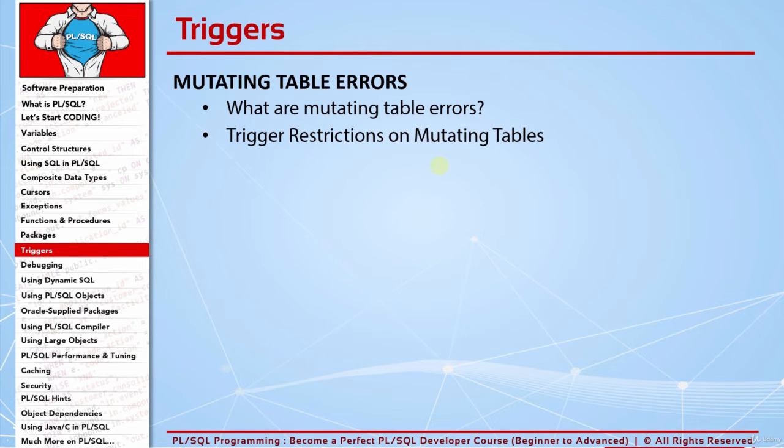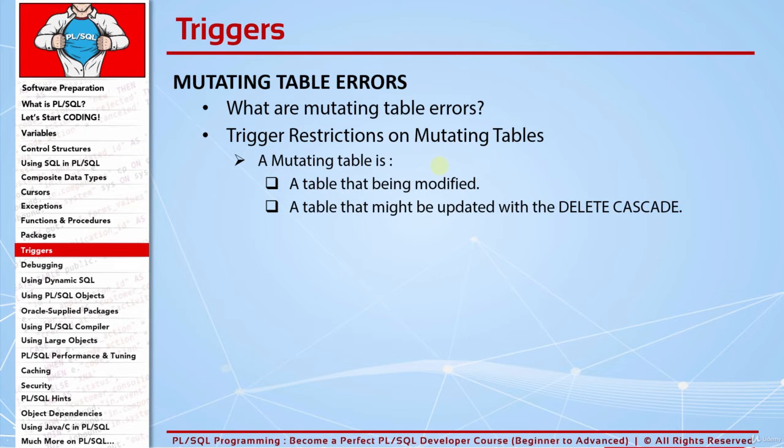Great. Now let's look deeper at mutating tables. Again, what is a mutating table? A mutating table basically means a table being modified by insert, update, or delete statements, or a table that is updated by the delete cascade constraint of another table. A different table might update that table with the delete cascade constraint. So since this table is also being modified, this table is also called a mutating table.